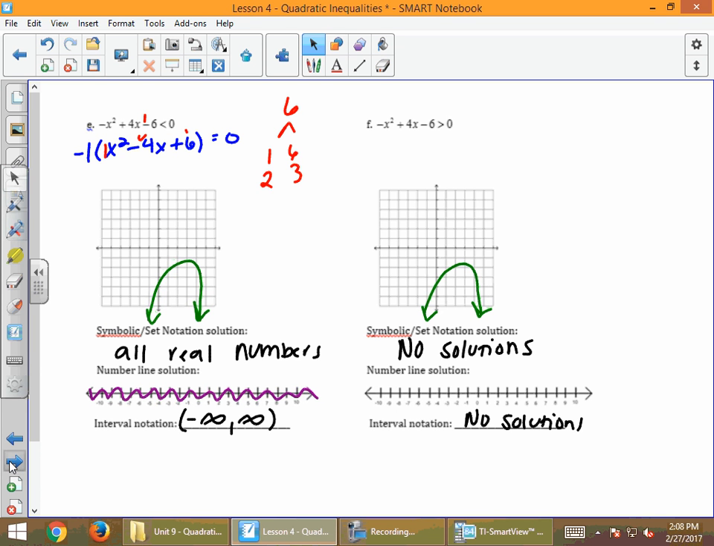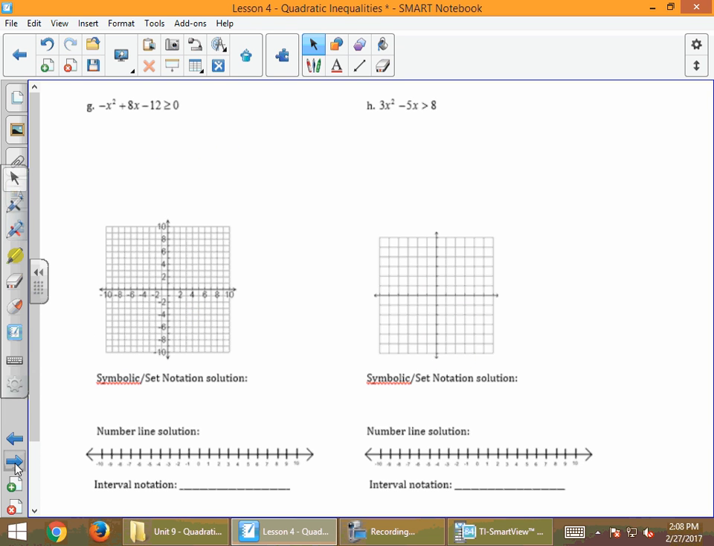Questions over that? A little different, but sometimes that happens. So look at g. Again, we first need to make sure it's set to 0. Check, already done for us. So now we need to factor. Really similar to the last one, what do we need to take out here? Negative 1. We have a negative out in front, so we have to take out that negative 1. And when we take out a negative 1, what happens to those signs? We switch. The negatives turn positive and the positives turn negative.